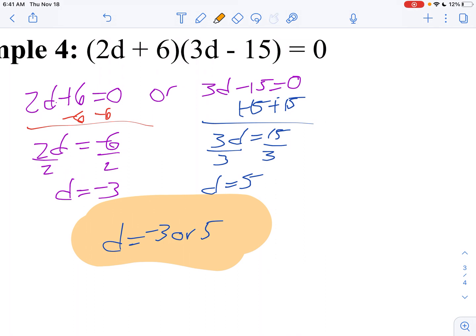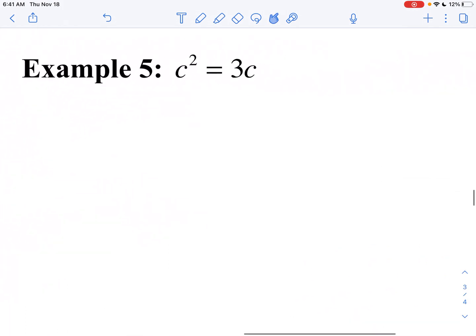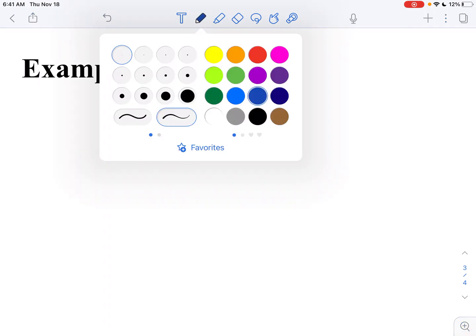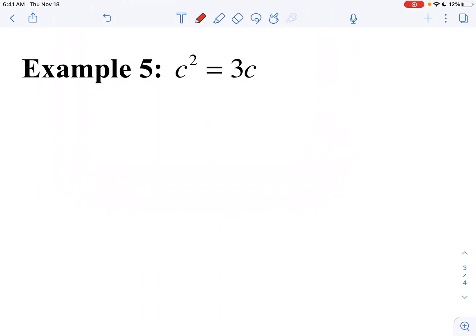Let's take a look at another problem, example 5. Now in example 5, I don't have it equal to 0, and I don't have two factors. So what do I have to do? First off, anytime you're solving a quadratic, you want to make it equal to 0. I like to keep my squared term positive too. I want my quadratic term to be positive. So I'm going to move the 3c to the other side. I'm going to subtract 3c from both sides.